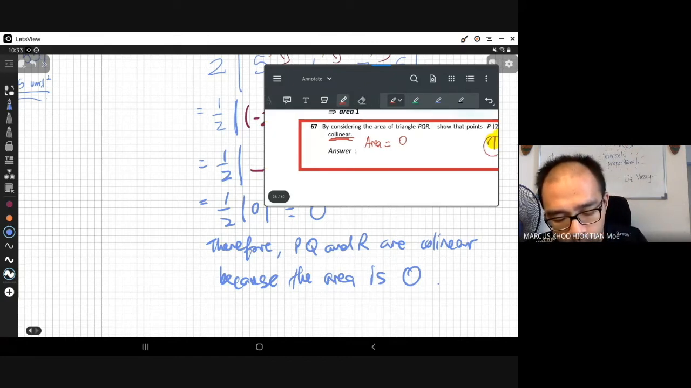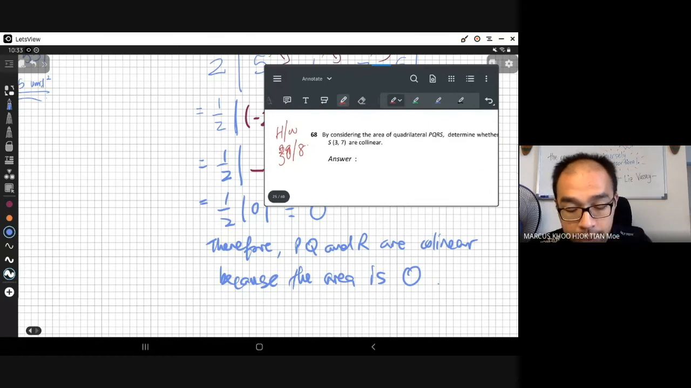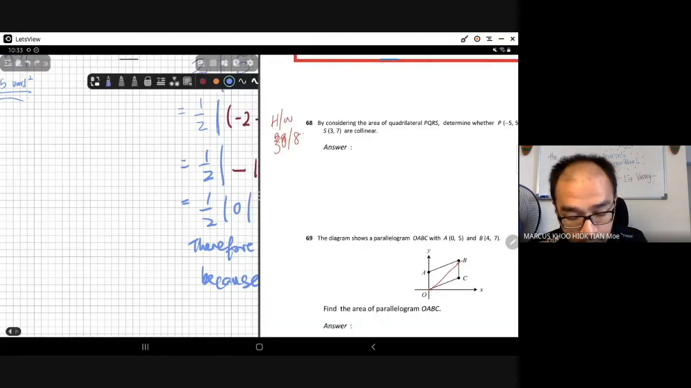So your first homework for the day is question number 68. Question number 68 is your first homework for the day. Can you do this? All right, let's do this one.